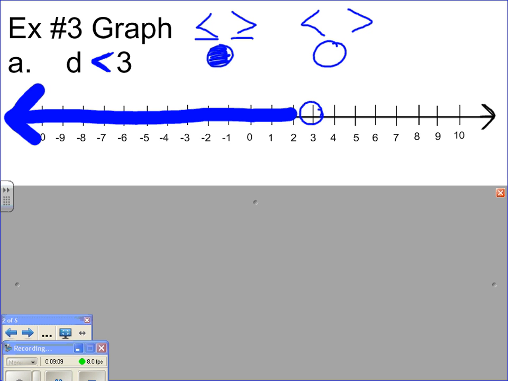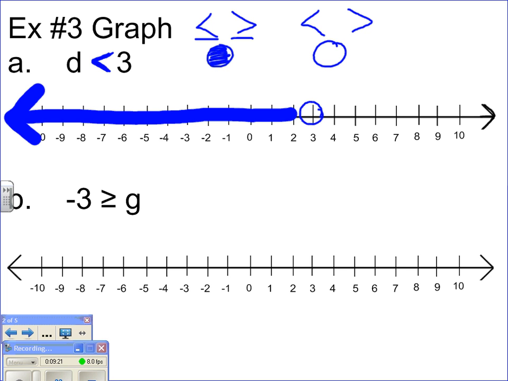So when you shade, make it dark. Don't be afraid to make it shaded really dark. And shade on the number line, on the line. All right, I'd like you to do B. I'd like you to shade B on your paper. I'll give you 30 seconds.